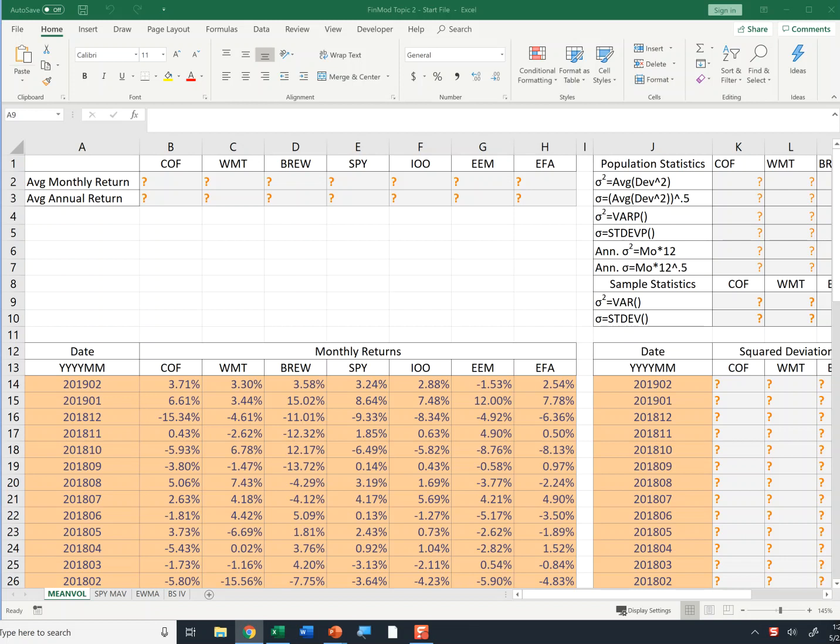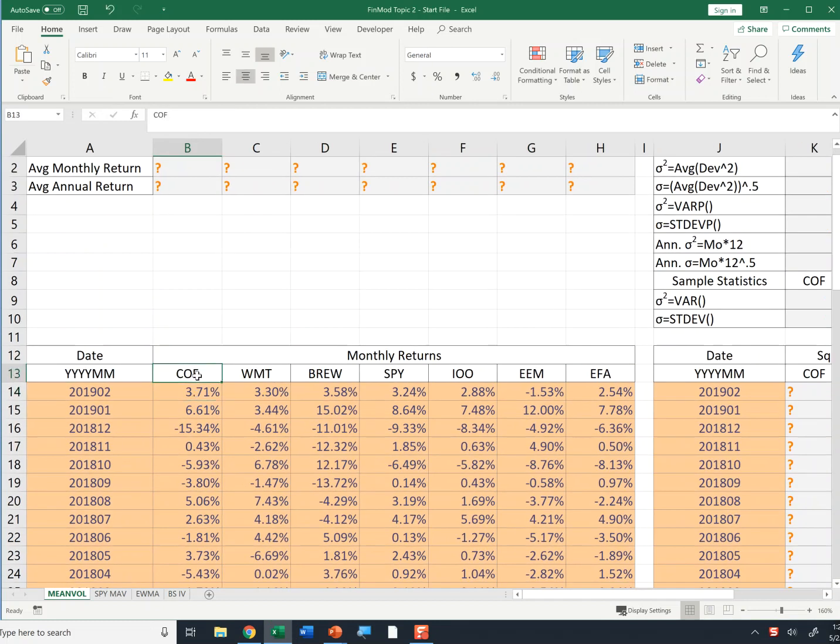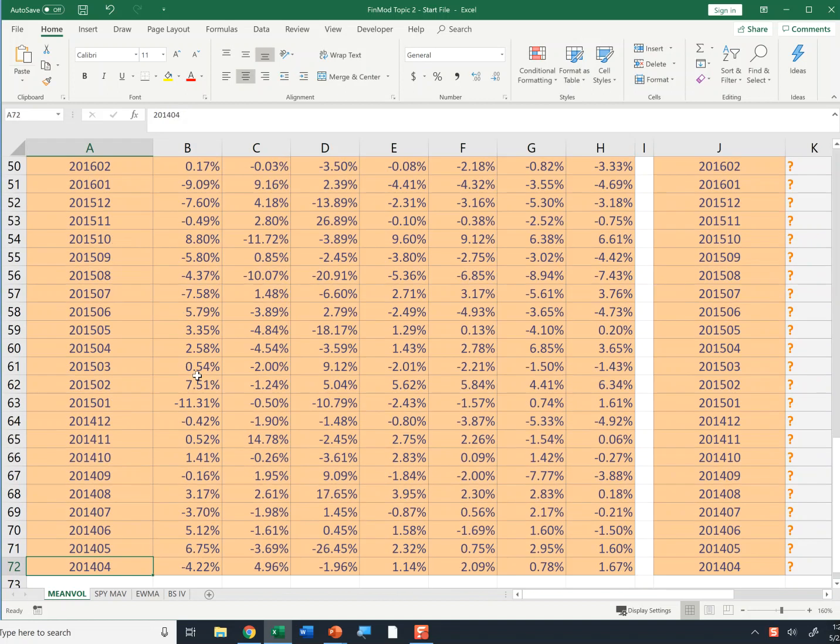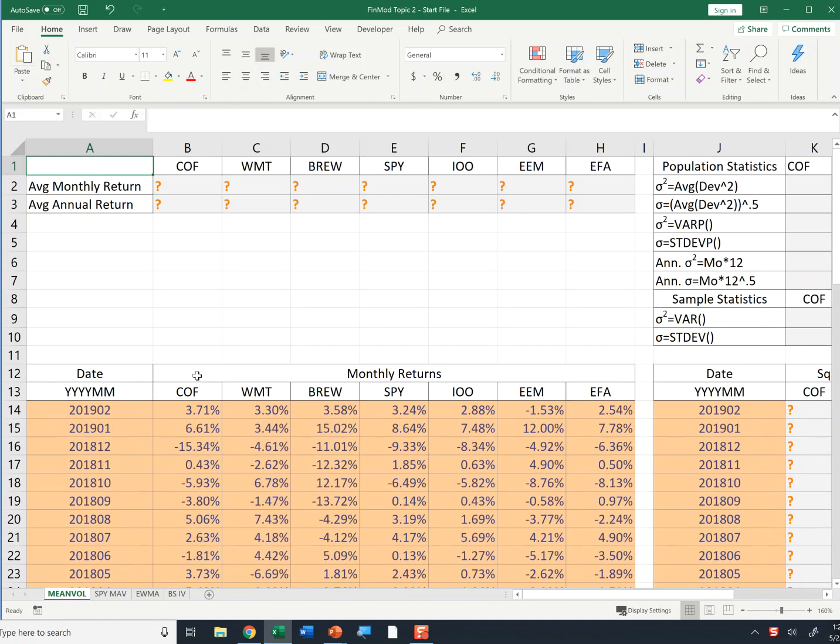So we'll start with our Start Excel file. And you'll notice in our Start file, we have the returns of COF, Capital One, Walmart, and Brew, and the SPY, IOO, EMA and EFA indexes, or our ETFs. At this point, these are just returns that we actually calculated in the first topic, from February 2019 down to April 2014. So these are monthly returns for these assets.